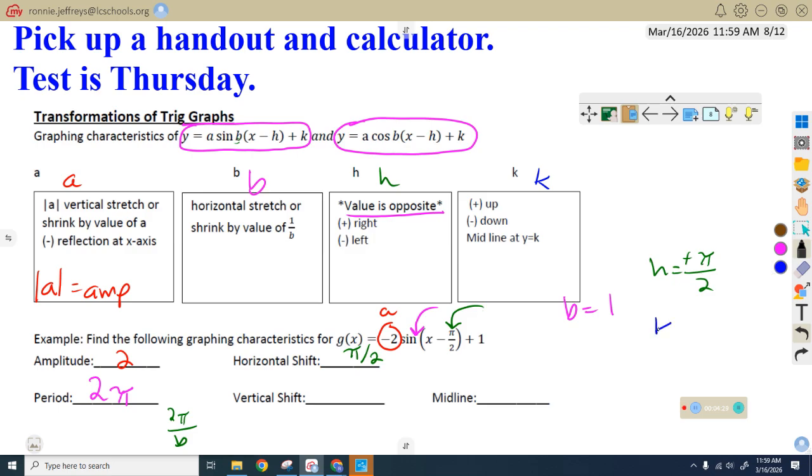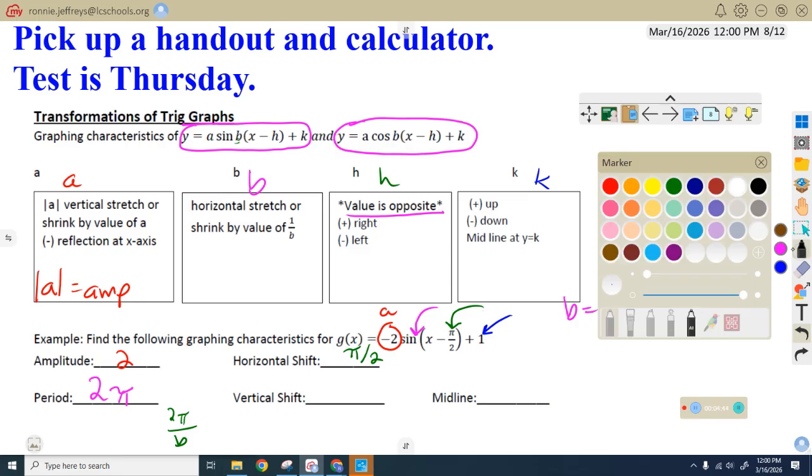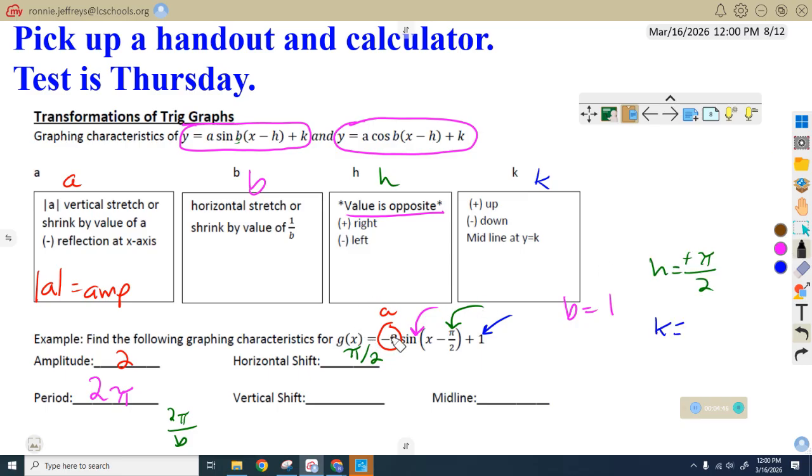K. Yep, JK. K is always here at the end. Positive up, negative down. So we have a vertical shift. Oh, we forgot to actually say which direction this was. This is positive, so this goes right. And then K, this is +1. Plus goes up, so up 1.